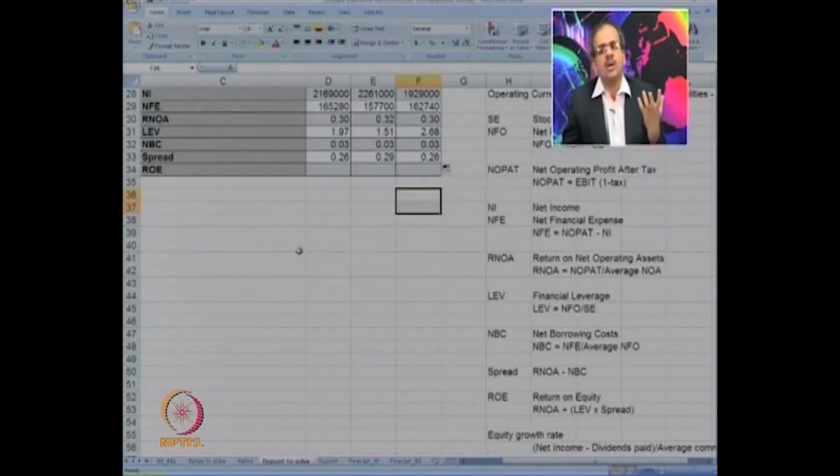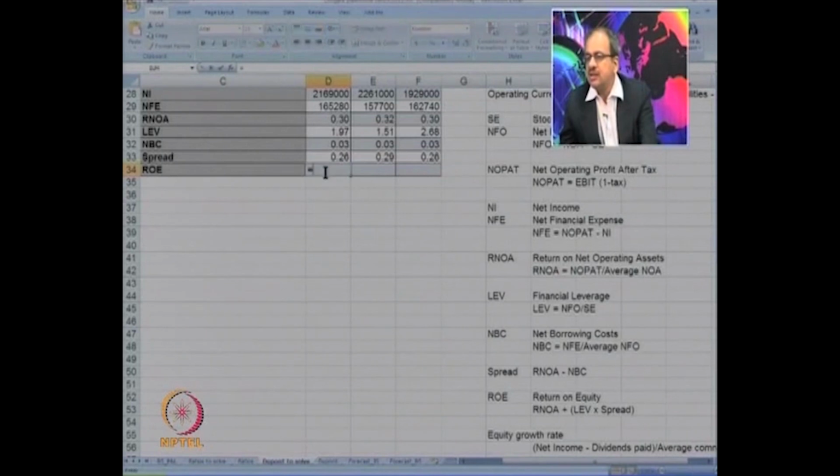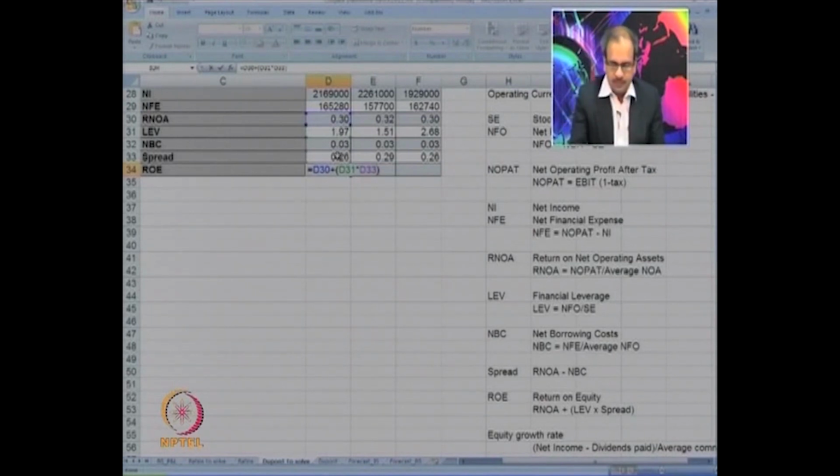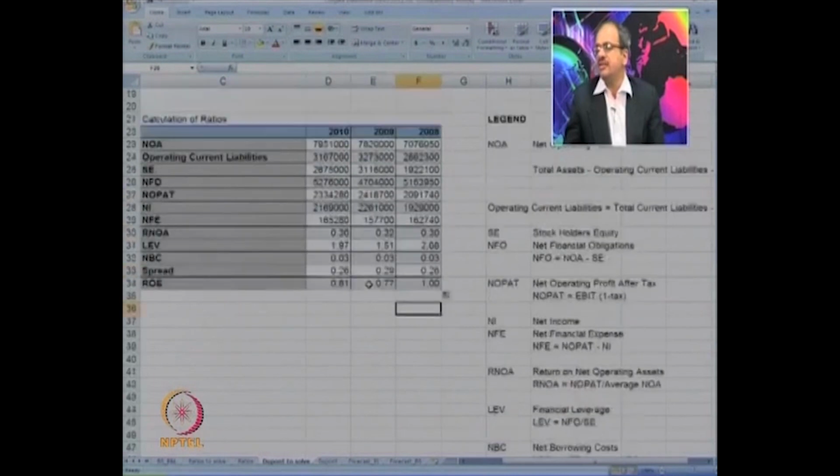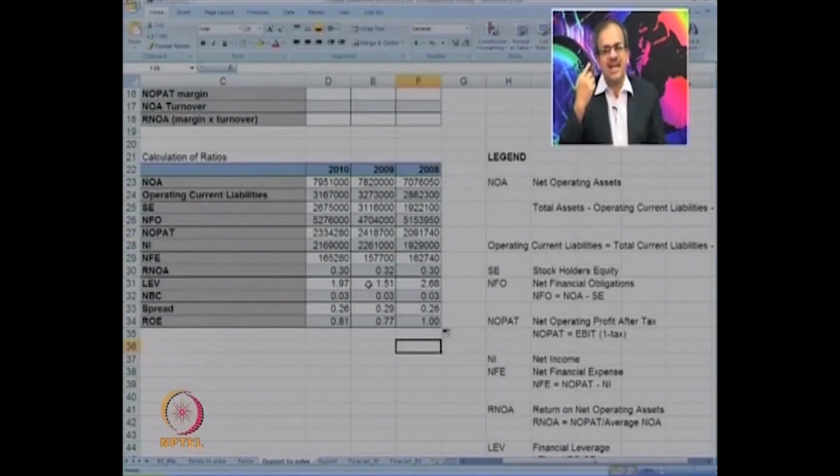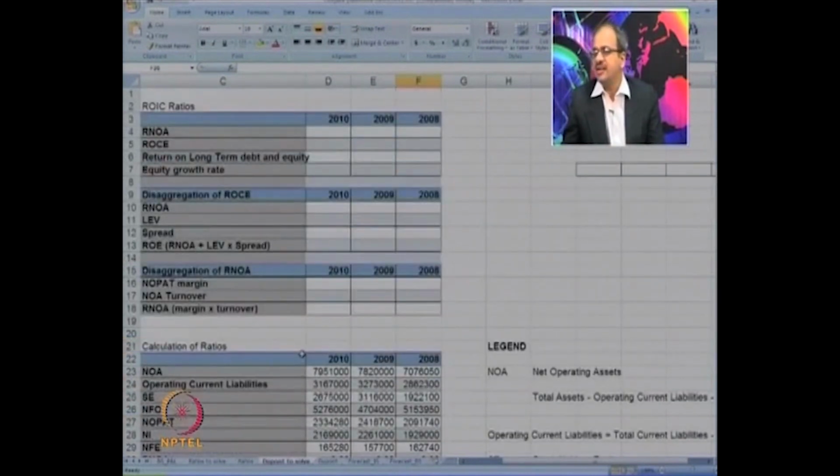And the final figure now, ROE. In ROE, we try to get RNOA plus leverage into spread. So RNOA will be anyway available to shareholders plus the leverage effect, and that is why ROE is really very high. It is 0.81, and in 2008 it was as high as 100%. This is the return available to the owners.